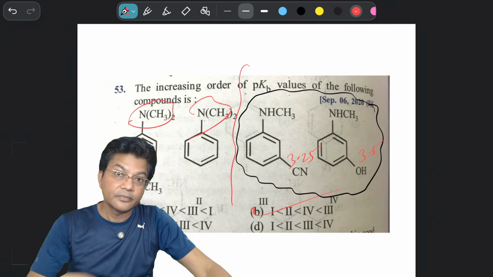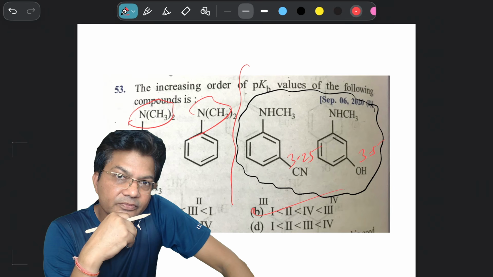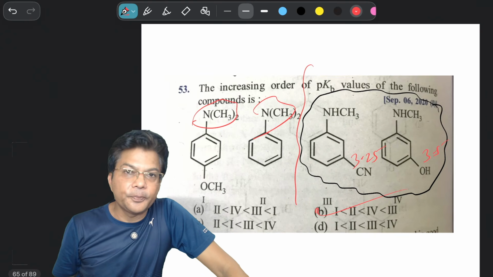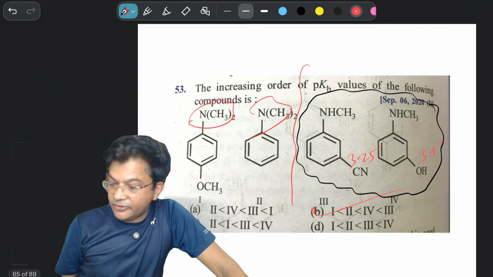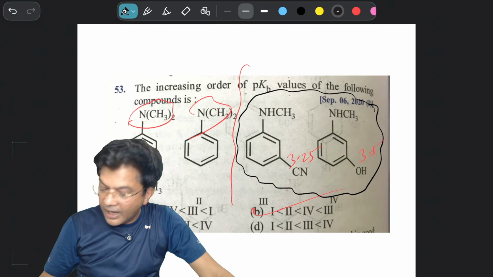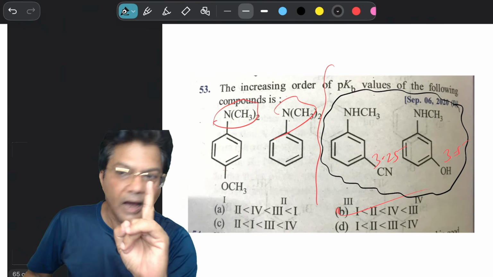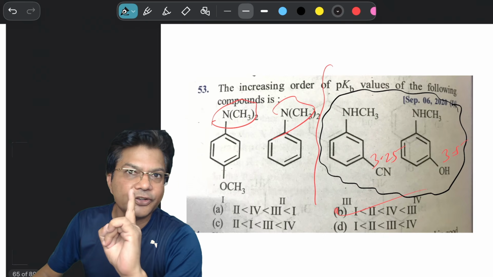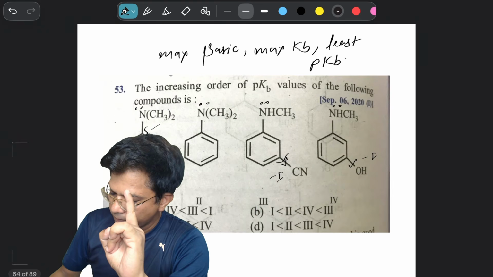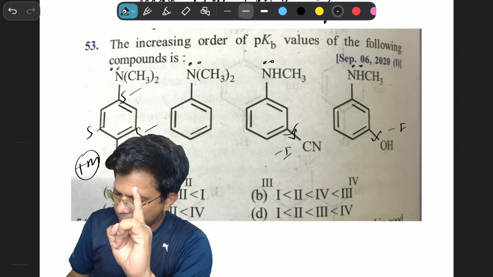Oh, see, while solving this question, I have made one mistake. I was telling you, don't get trapped in this. Don't get trapped in pKb. Just find out the basic strength. Who is most basic? The most basic one is the first one. See, I got trapped in pKb and Kb. I told you just to go by sequence. First of all, find out which is most basic. So see, this I have told you is applying plus M. So most basic is your first.